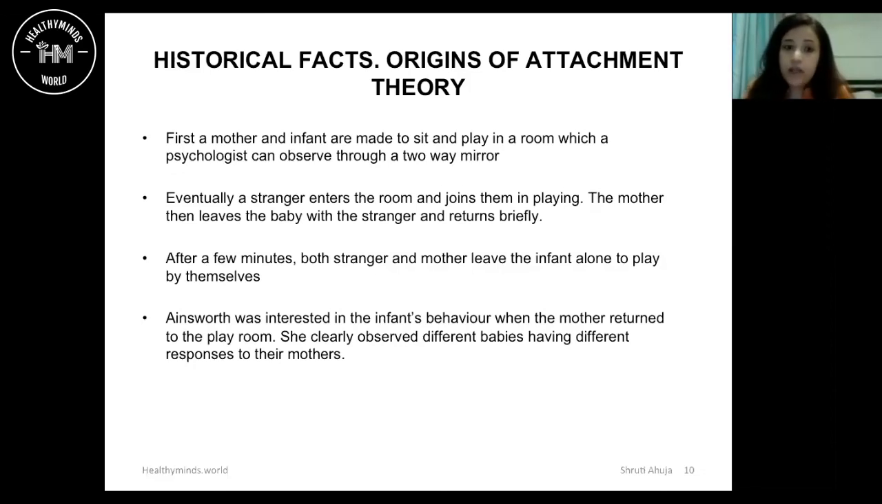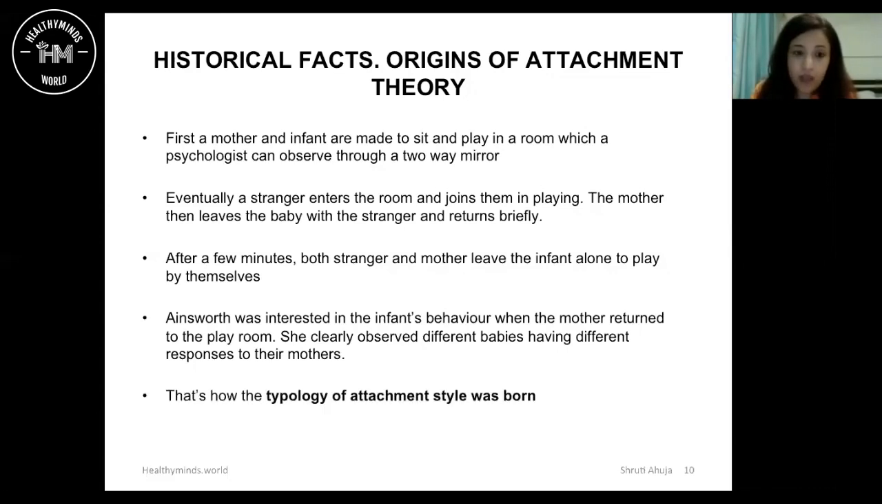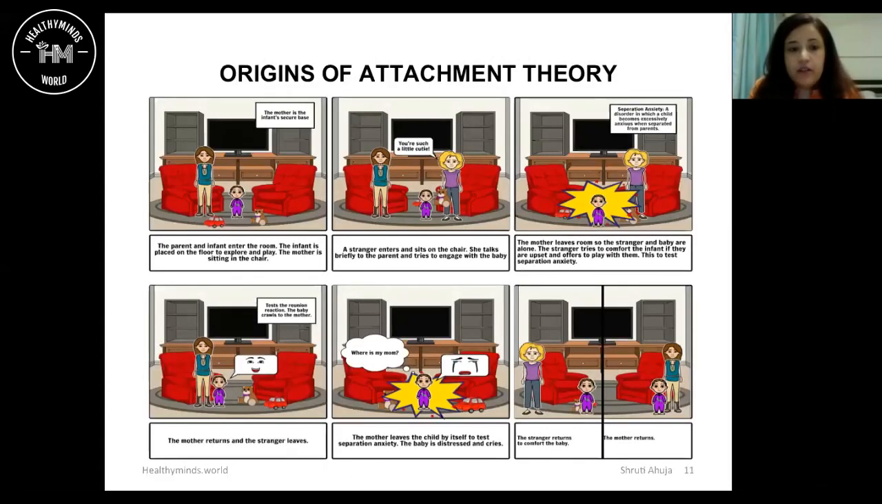Ainsworth was particularly interested in the infant's behavior when the mother returned to the room, because she felt that would clearly show attachment and the attachment styles playing out in that episode. She clearly observed that there were different responses in different babies and mothers. It was not universal; it was not all the same. She started to log these responses, make data out of it and collect it, and she started to see categories that were visible. That's how the typology of attachment styles was born. When we talk about attachment styles, that's what it means: those categories of how babies reacted differently to their mothers.